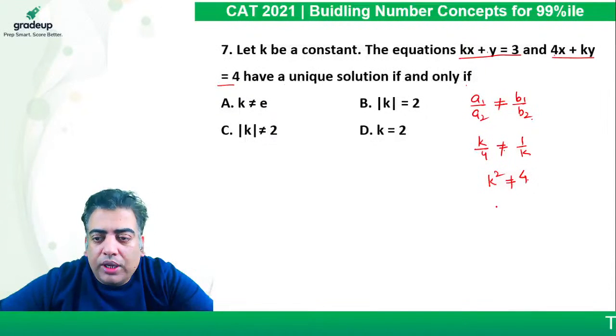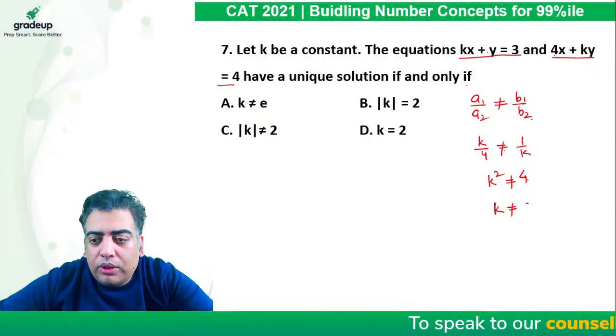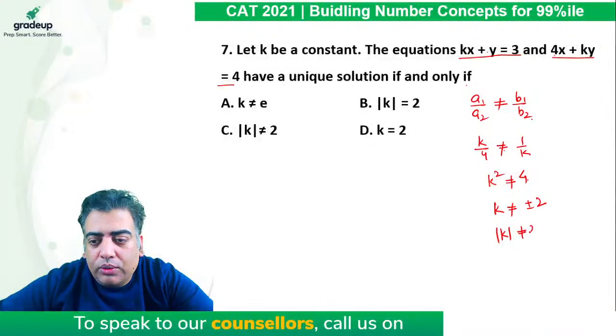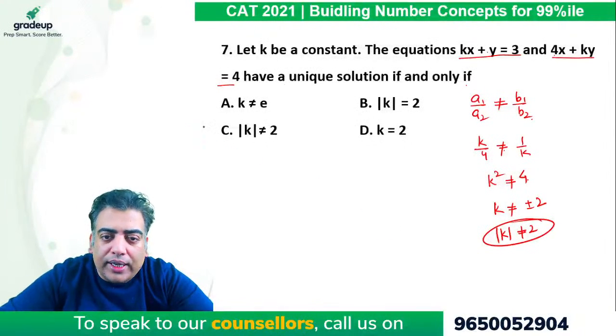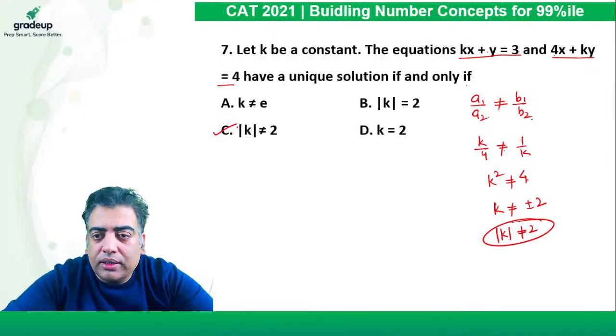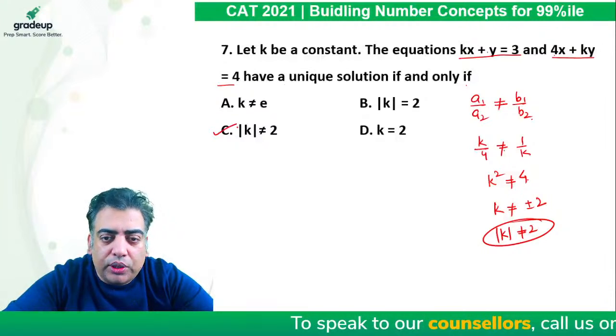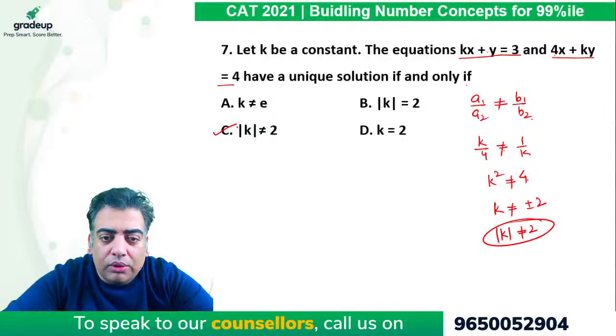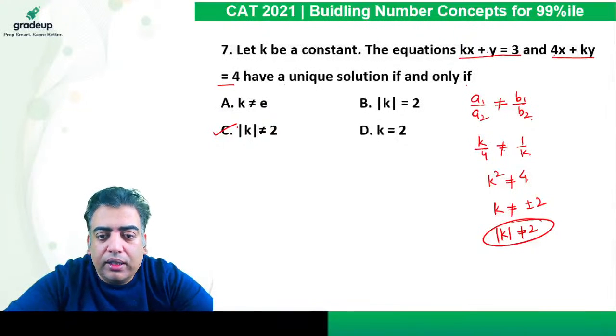When we take square root, it gives me k is not equal to plus minus 2, which is as good as mod k not equal to 2. So the correct answer in this case comes out to be C. Please everyone check this out. There are three types of solution that exist for two linear equations: either unique solution, no solution, or infinitely many. In this question, we were required the condition to find unique solution.